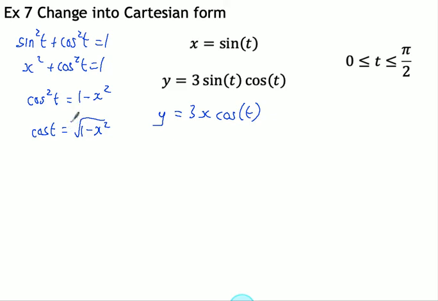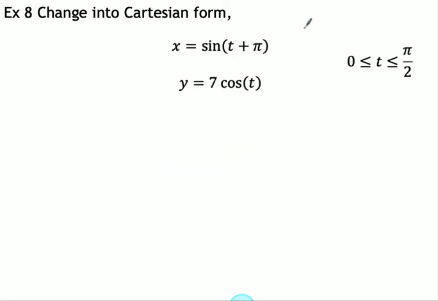Now, some of you might be thinking, why do I not put a plus or minus in here? Well, you'll find in these types of questions that the restriction here will tell us that we only take the positive root, because it's between 0 and pi over 2. That is the quadrant where all trig functions are positive. Okay, so we might have to look out for that a little bit more. So there we are. It is now in Cartesian form. So a little trickier, that one.